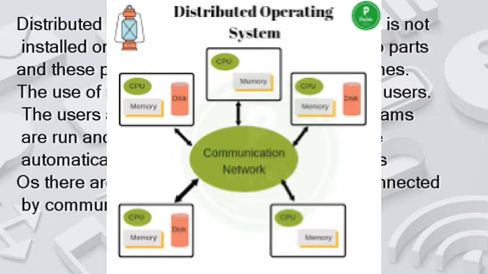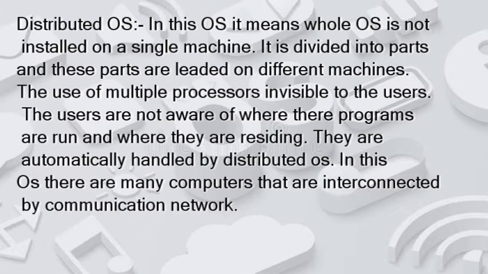In this operating system, there are many computers that are connected by a communication network. It is an expansion of the network operating system. So basically, we have not installed the operating system on a single device, but on different parts, and the user is not aware of it. The user does not know where the task is running. So they perform the task accordingly. Basically, it creates a type of network communication so that they can perform the task very well.